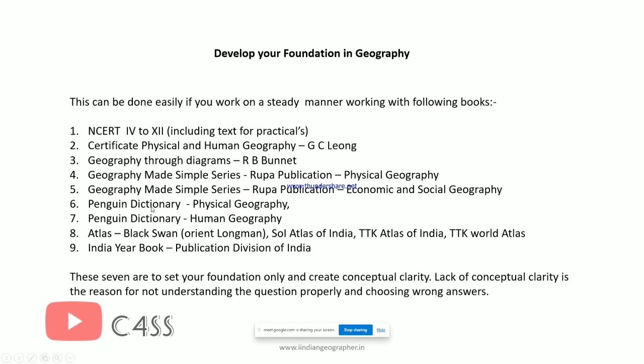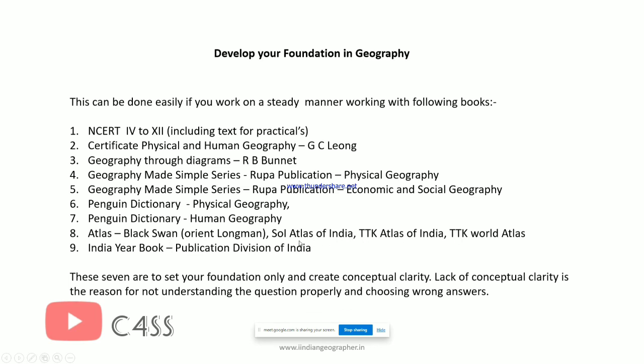You have dictionaries. Don't buy a general dictionary. It is always good to buy two separate dictionaries of physical and human geography, because there are lots of terms that get missed out when you buy a general geography dictionary. There used to be a very good earlier dictionary called Key to Success Dictionary, but that is no more available in the market. So the next best choice that I could find was Physical Geography by Penguin and Human Geography by Penguin.